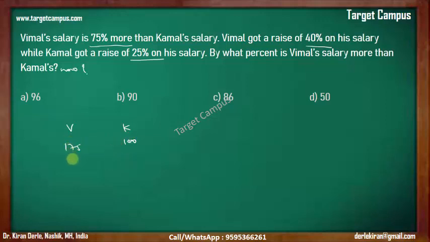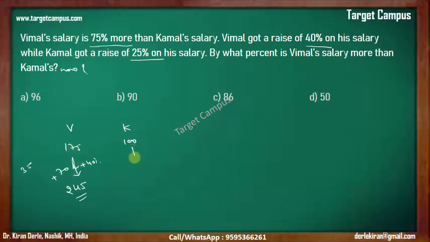Vimal got a raise of 40% of this. So a raise of 40% of 175. What is 10%? 17.5. What is 20%? 35. So what is 40%? 35 into 2, that is 70. So he got a raise of 70, and this becomes 245. So 40% of this: 17.5 is 10%, 20% will be 35, so 40% will be 70.